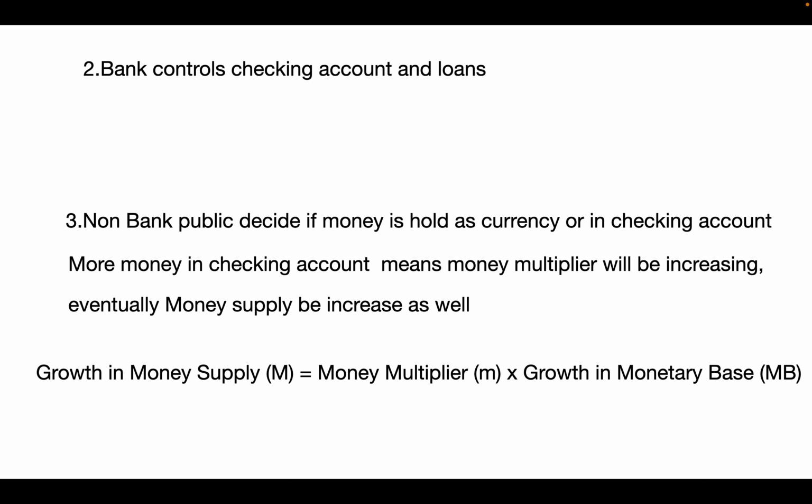The third approach is that the non-bank public decides if the money is held as currency or in checking accounts. Basically, if people hold most of their money in checking accounts, the money multiplier will be increasing. And according to the formula, when the money multiplier increases, the money supply will also increase. This has been changing in recent years since people are using credit cards and debit cards for transfers rather than cash only.